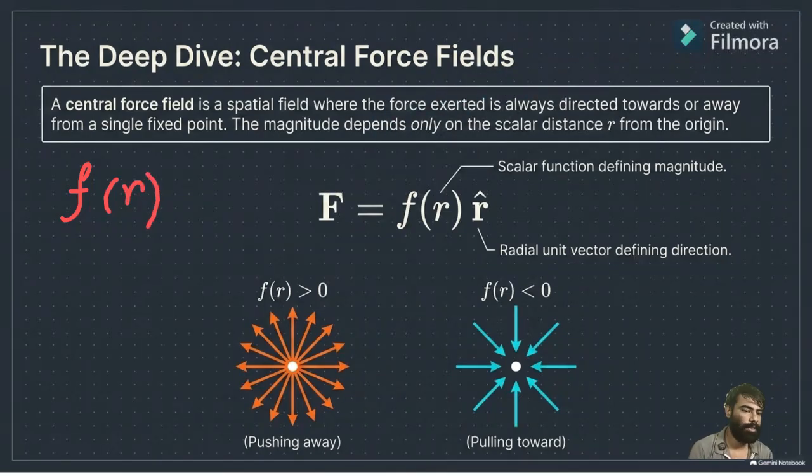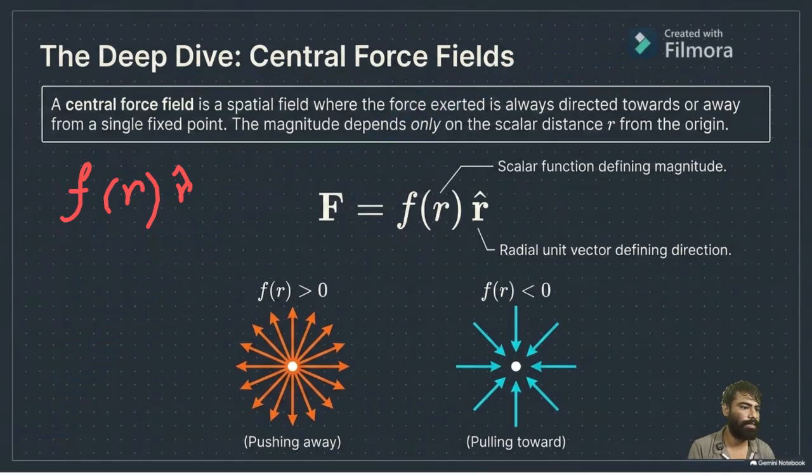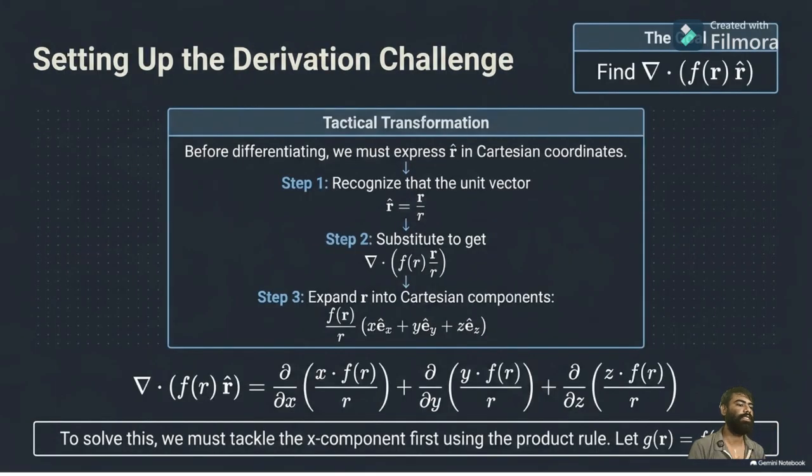Okay, and the direction of this will be along this unit vector. Now our next target is to find the divergence of the general central force field. So we have to find the divergence of the general force field. How can we find it? The first thing is to put it in a format of vectors we know. So how can we do it?